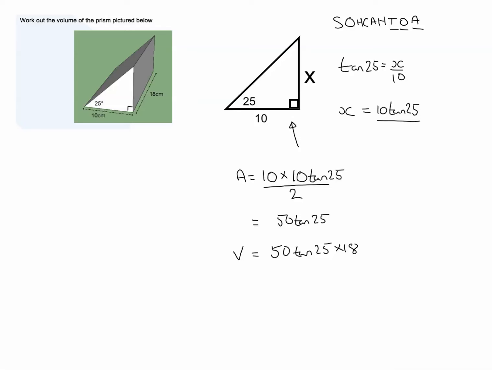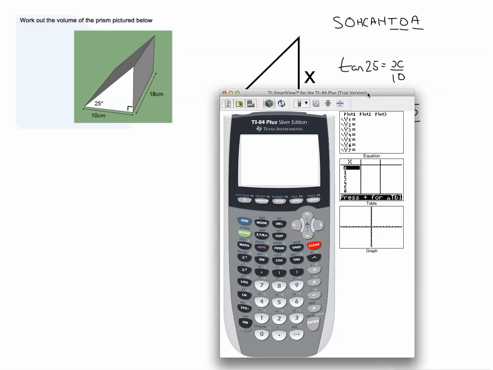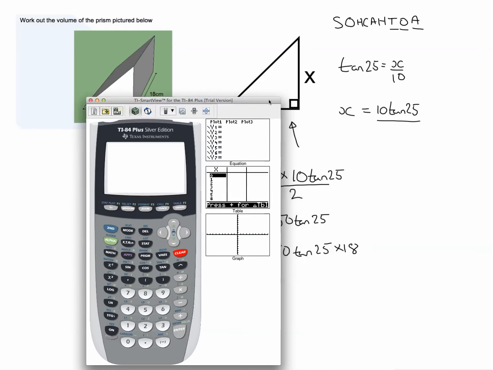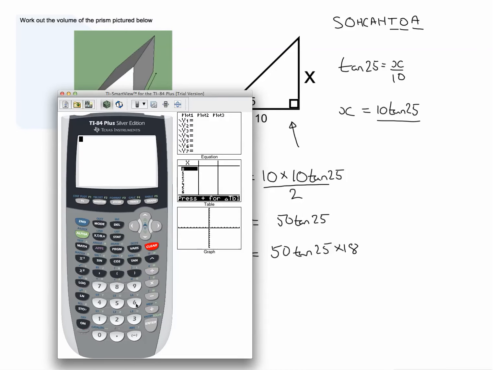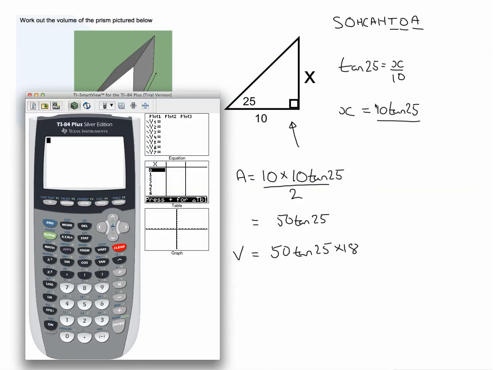So I'm going to grab my calculator here and put that in, see what it comes out as. And because I left it as tan 25, I'm not going to get any rounding errors, but it doesn't matter. You would still get the marks if you had worked that out, written down your answer, and then used it in the next stage. So don't worry too much about that.